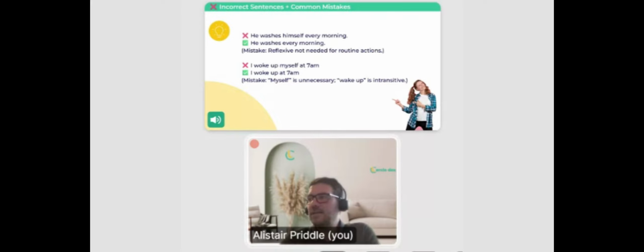A second example of an incorrect sentence. I woke up myself at 7 a.m. It's simply, I woke up at 7 a.m. The mistake is, we don't need myself. It is unnecessary. Wake up is intransitive. Now, an intransitive verb is a verb that does not need a direct object. Therefore, it does not need a reflexive pronoun.